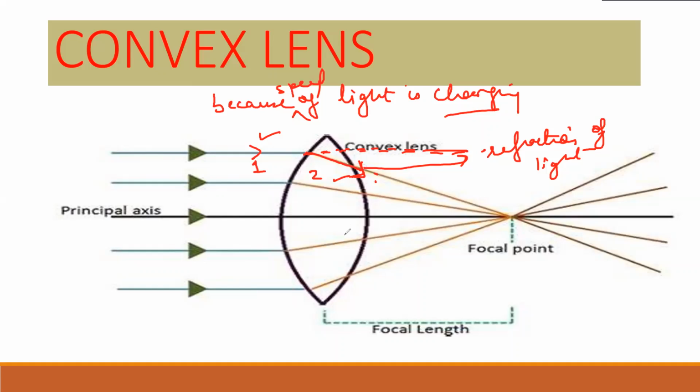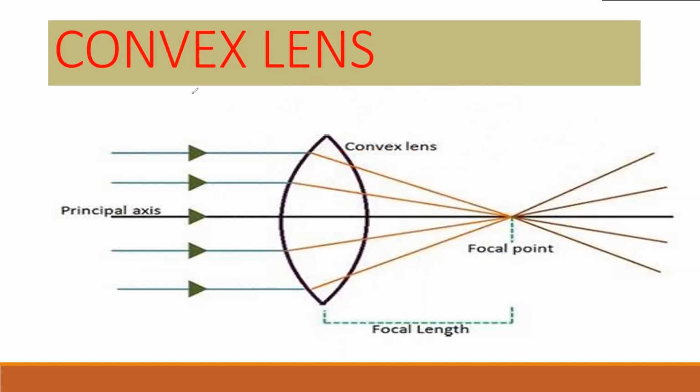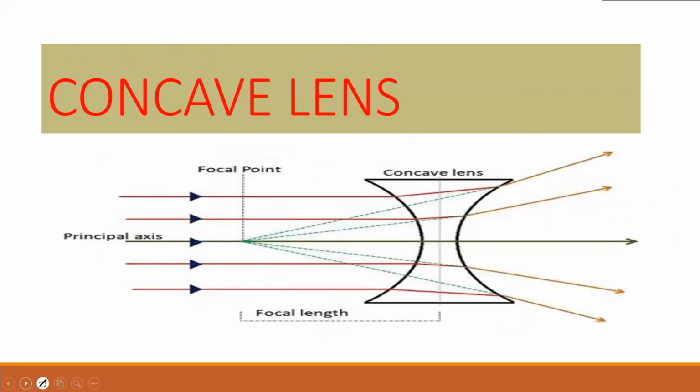So this is all about the convex lens, called by name the converging lens. The rays are converging. That is why the word here is converging, convex. Next, after convex, coming up is the concave lens. Now, what is a concave lens?